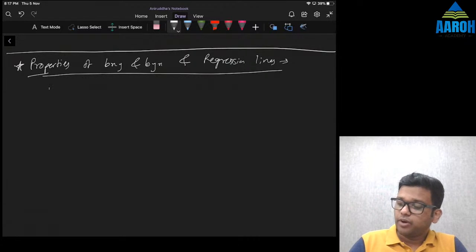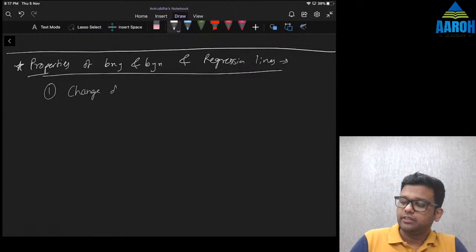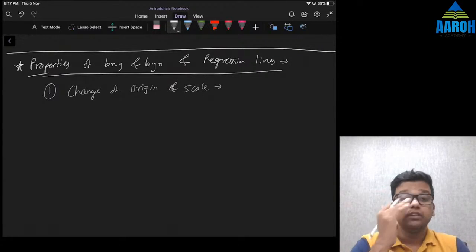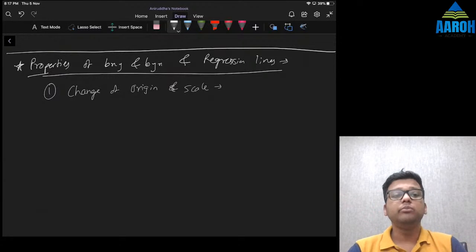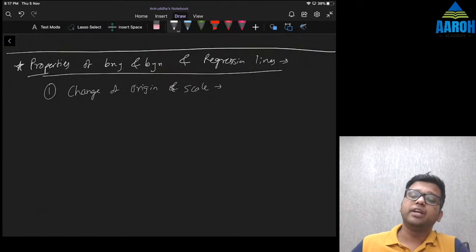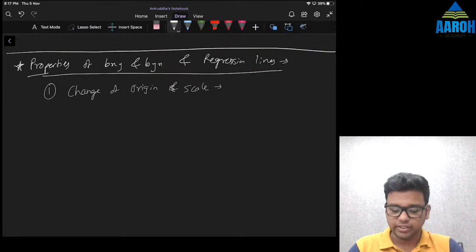One of the very important properties is change of origin and scale. Now in modules, this property has been given not in a good way. The way this property has been given in module is really difficult to understand. So let's see how to apply this property properly. Change of origin and scale.